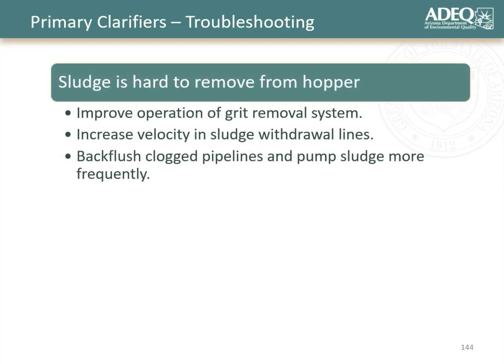A couple other troubleshooting things to consider is if you happen to have sludge that's hard to remove from the hopper. Consider improving the operation of your grit removal system because it could be due to grit getting into your primaries and causing it to cement in the hopper and causing poor sludge removal there. Also, you can increase the velocity of sludge withdrawal lines by either making the pipe smaller, which is a little bit harder to do, or increasing the pump withdrawal rate that can bring up the sludge velocity. Also, backflushing clogged pipelines, and then just more frequent sludge removal will also help too.